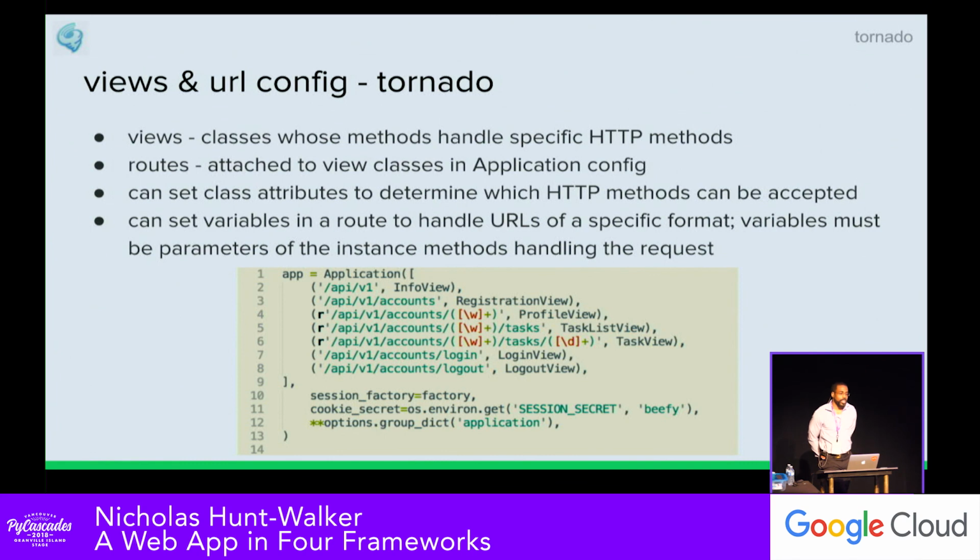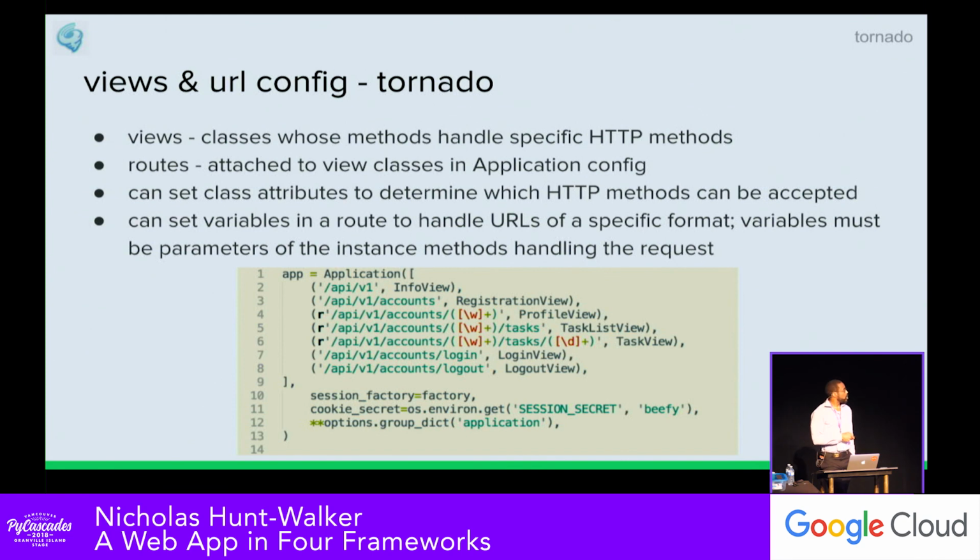You will set methods to handle specific types of HTTP requests. So for a GET request, you make a GET method. For a POST request, you make a POST method. Any routes that you want to have, you have to attach to the application configuration object. And you have to say, here's my route name. Here's a view that's going to handle that route. You can set variables in your route, and those variables will come through on your methods in your class-based view.